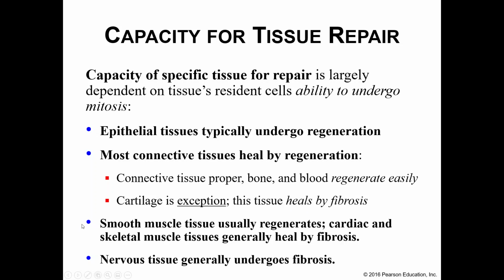Muscle tissue, a little bit of this and a little bit of that. Smooth muscle usually does regeneration, but cardiac and skeletal muscle usually do fibrosis instead. So if you damage your heart tissue, you're not growing new heart tissue. You're growing scar tissue instead. And then lastly, your nervous tissue also does fibrosis. So if you damage your nerves, your spinal cord, your brain, you're not growing new brain. You're going to grow scar tissue instead.